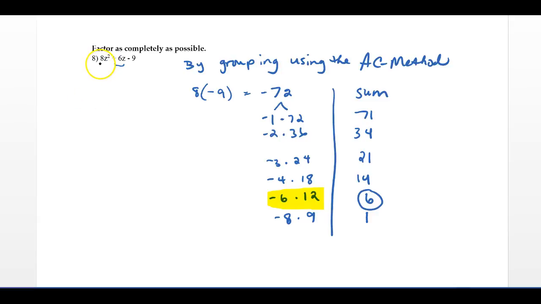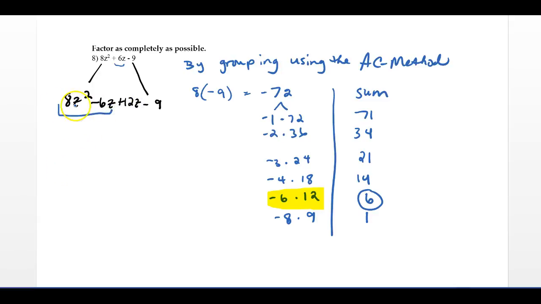So we keep the first term, which is 8z squared. We also keep the last term, which is a negative 9. But we're going to use negative 6 and 12 for the two middle terms and rewrite 6z. So instead of 6z, we're going to use negative 6z plus 12z. Now we can factor by grouping.